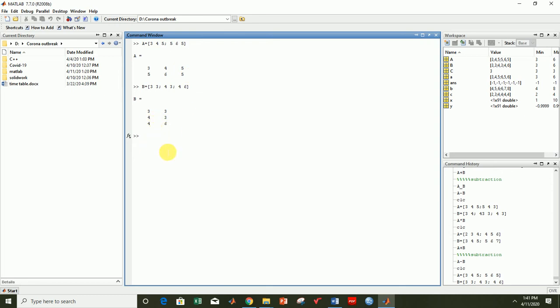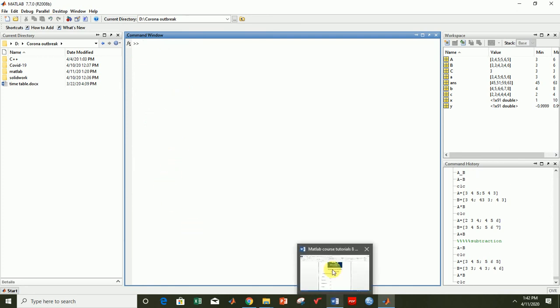Now when I want to multiply these two matrices, how am I going to multiply? By simply A asterisk B. The result will be a 2 cross 2 matrix. So this is the way you have to multiply two matrices, right? But you have to remember that the first matrix's columns must be equal to the second matrix's rows, otherwise it won't be possible and it will give you an error.